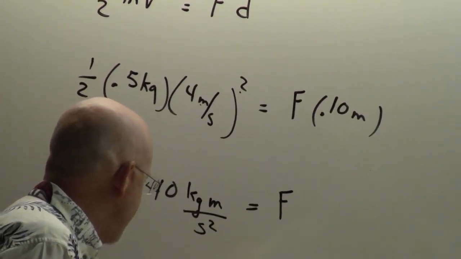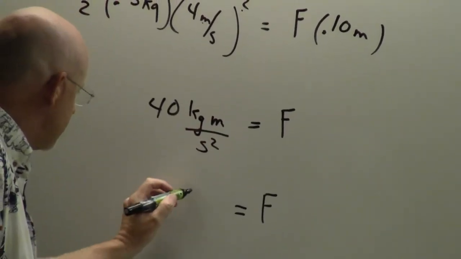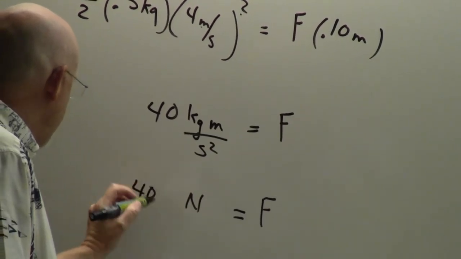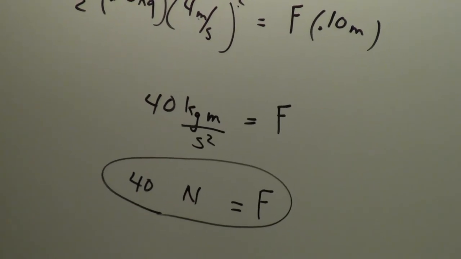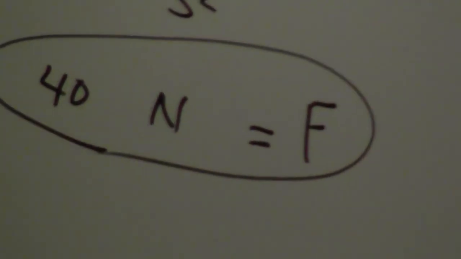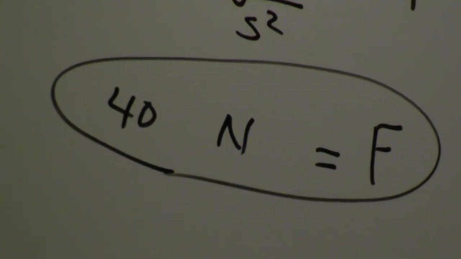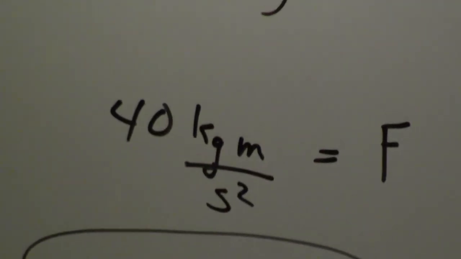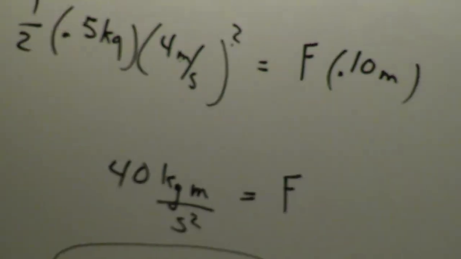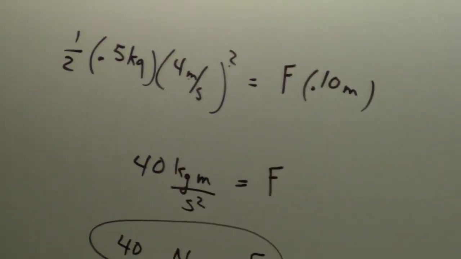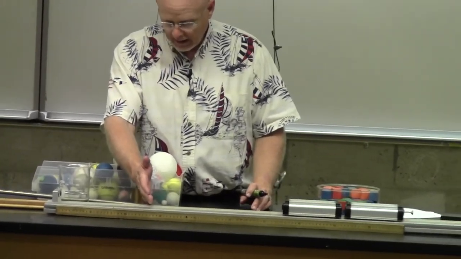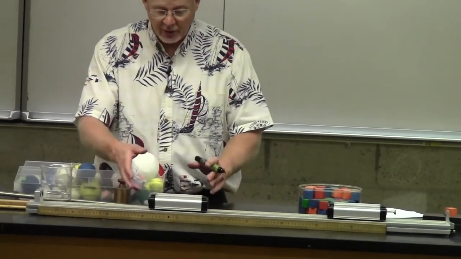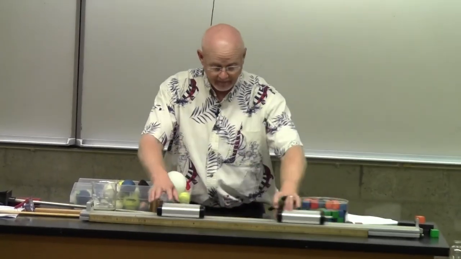And of course, that is the units for a Newton. That is good because that is my unit analysis. Did my units work out right for what I'm looking for? I'm looking for force. Force is measured in Newtons, and it did work out right. So I would say here that I am putting a force of 40 newtons. From here to here, I would have to put a force of 40 newtons in order to get it up to that speed.